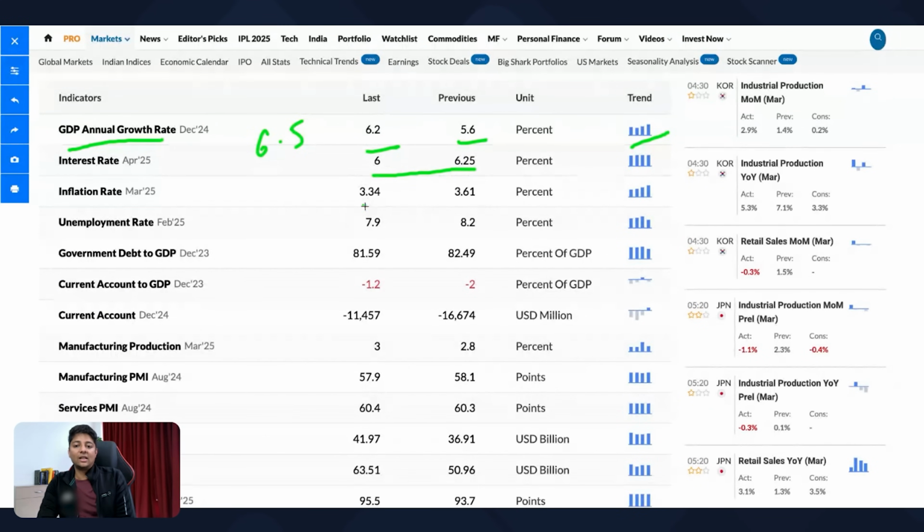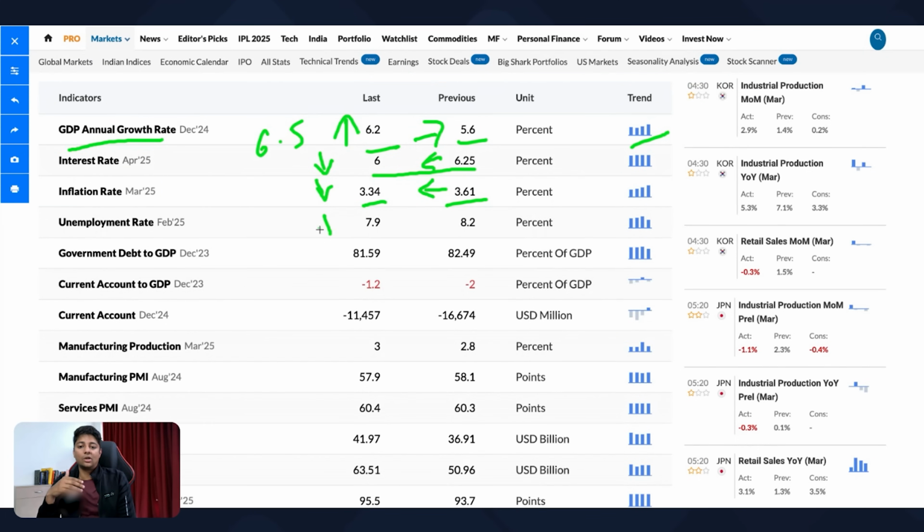Inflation, again, the last one was 3.34, and the previous one was 3.61. Sorry, this has actually gone down. So this is good. And GDP is going up, which is good. So whenever the GDP is going up, your interest rates are falling and inflation is going down, that means your economy is ready to accelerate and start doing really well.